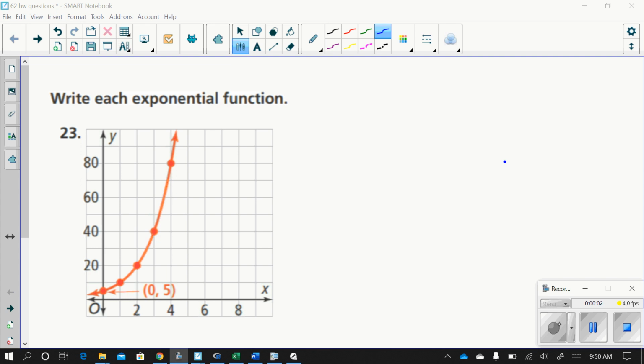Hey guys, I had two homework problems requested for 6-2, so here they are. First problem we're going to look at is 23. Directions say just write each exponential function.